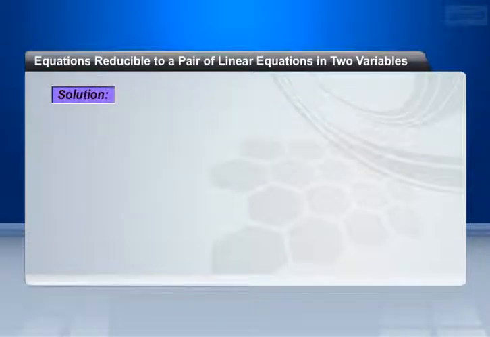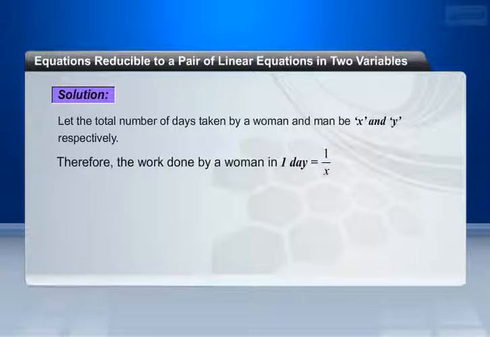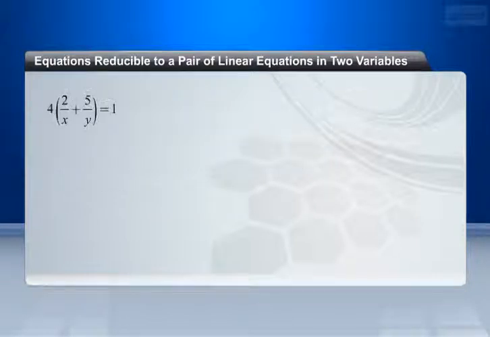The solution is: let the total number of days taken by a woman be X, and the total number of days taken by a man be Y respectively. Therefore, the work done by a woman in 1 day equals 1 by X, and work done by a man in 1 day equals 1 by Y. Given that 2 women and 5 men can work together to finish an embroidery work in 4 days, it can be written as 4 into (2 by X plus 5 by Y) equals 1. This implies that 2 by X plus 5 by Y equals 1 by 4, make it as equation 1.